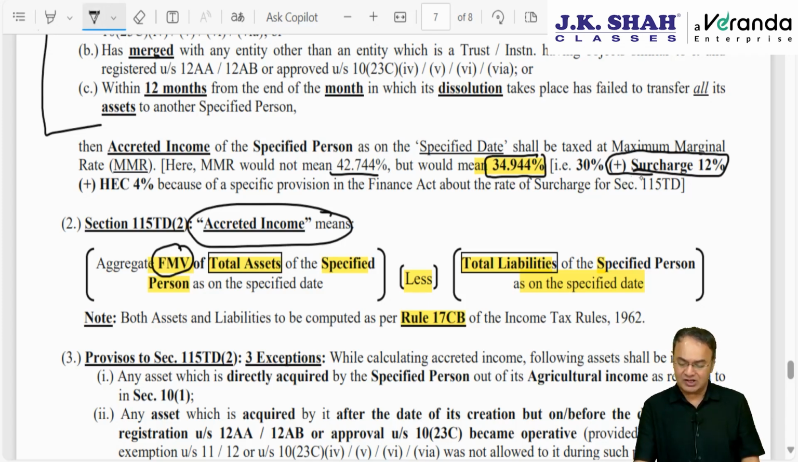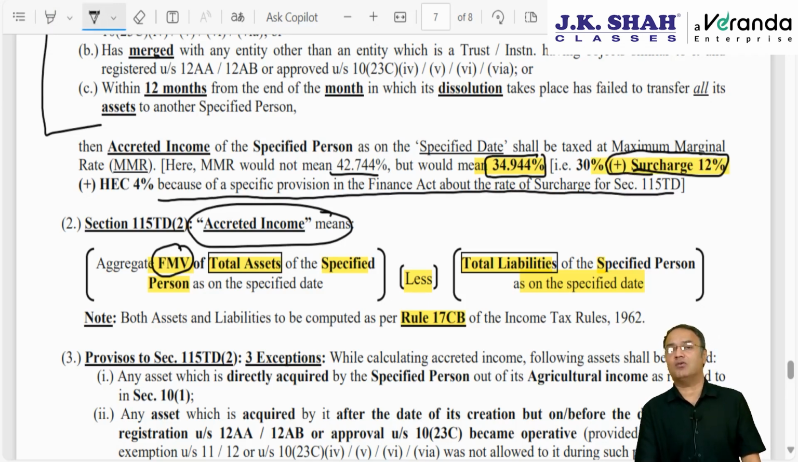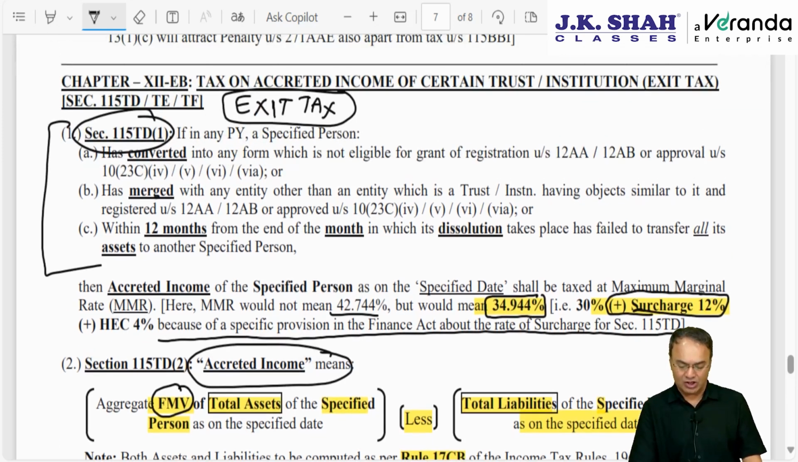Okay, why is this surcharge 12% and not 37%, the highest rate of surcharge for an individual? Because of a specific provision in the Finance Act for the surcharge on 115TD income. So accreted income will be taxed at so and so rate for a specified person. Specified person means two people. When will this happen? Three situations.